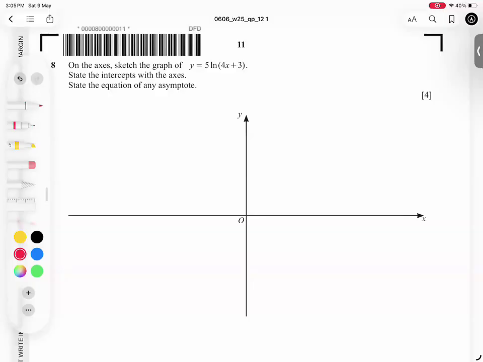Question number 8, students, we have. What we have to do is sketch a graph. You can see clearly: state the intercepts of the axes, I mean the x and y axes, and state the asymptote equation.